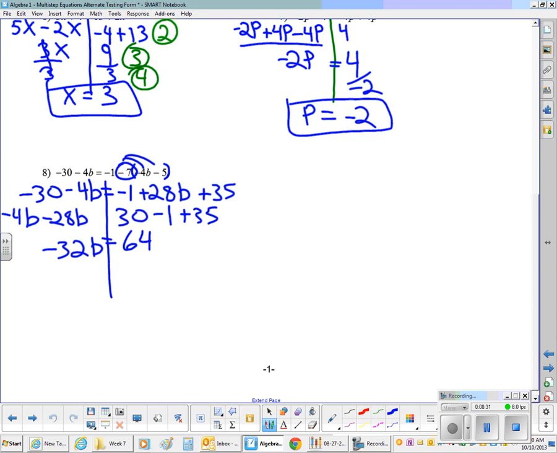What am I going to divide on both sides by when I solve this problem? I heard a lot of people say negative 32, which is correct. We divide by negative 32. Why? Because that's the number that was in front of the variable. Okay? When we solve this, we get b equals negative 2 for our answer.